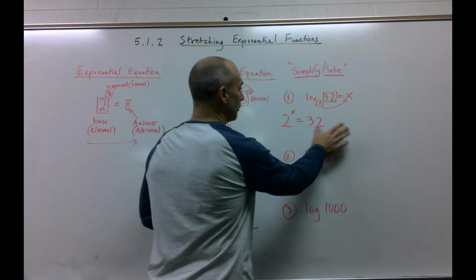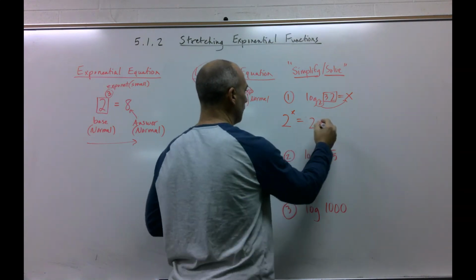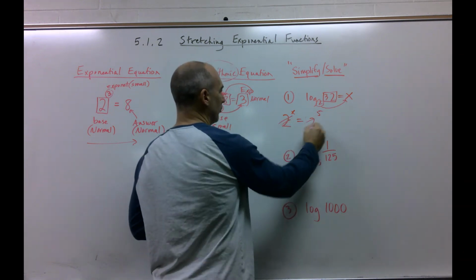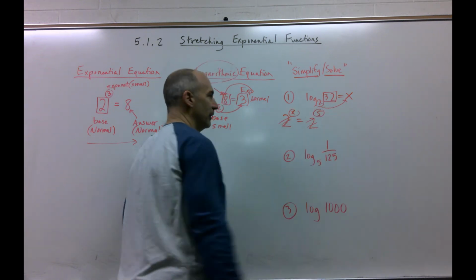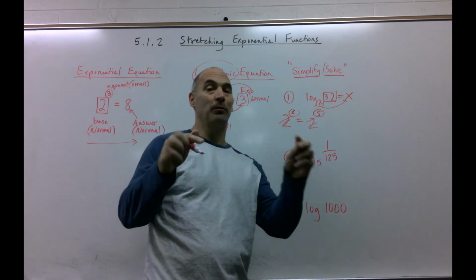I'm going to rewrite this. I'm going to go, okay, I'm going to rewrite 32 as 2 to some power. Well, we already know it's 2 to the 5th. So these kind of cancel, and I say x is 5. Now you might say, I don't like that way. Well, that way is going to work for you on the more complex problems.